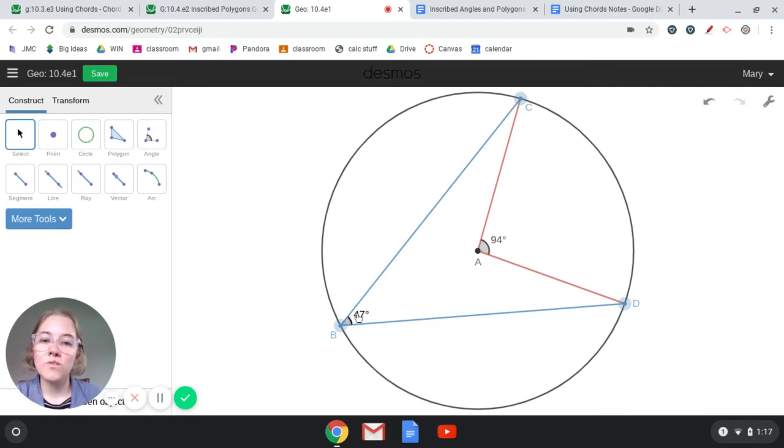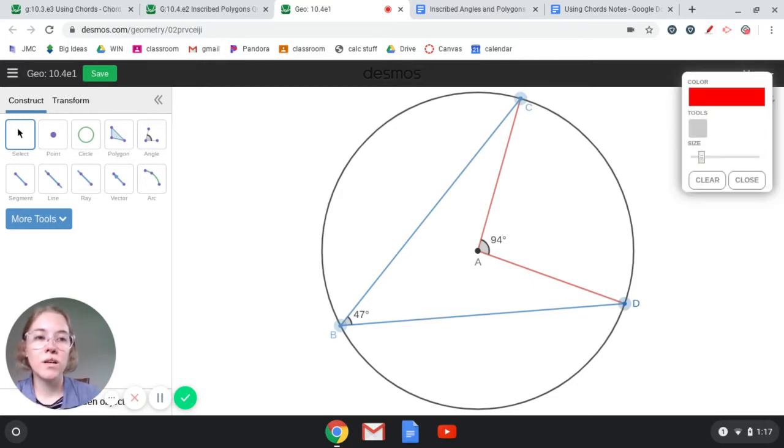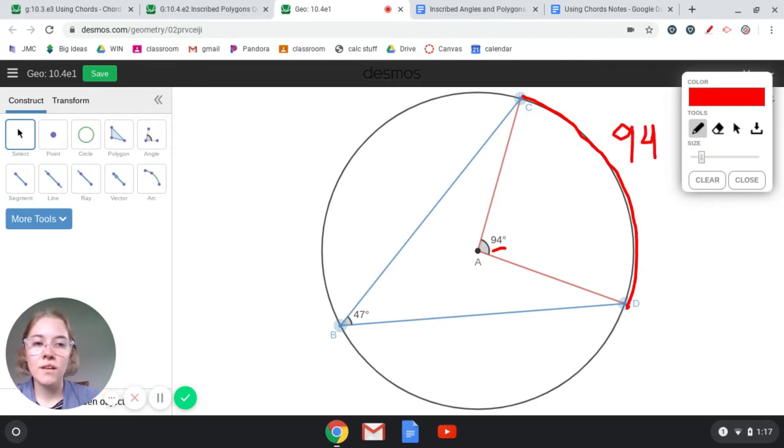So that goes the same with this arc. For example, if this central angle is 94, that means this arc CD is also 94 degrees, which means this inscribed angle is also half the measurement of this arc. So that's a key idea there.